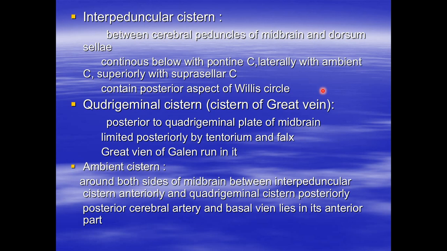Also, we need to know another cistern, the quadrigeminal cistern, which we also call the cistern of the great vein. It is located posterior to the quadrigeminal plate of the midbrain, and limited posteriorly by the tentorium and the falx cerebri, and it contains, or runs in it, the great cerebral vein of Galen. The ambient cistern is another cistern located around both sides of the midbrain, between the interpeduncular cistern anteriorly and the quadrigeminal cistern posteriorly. The posterior cerebral artery and the basal veins lie in its anterior parts.